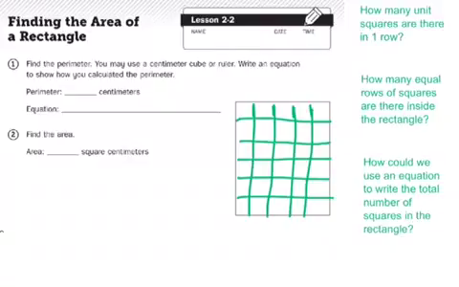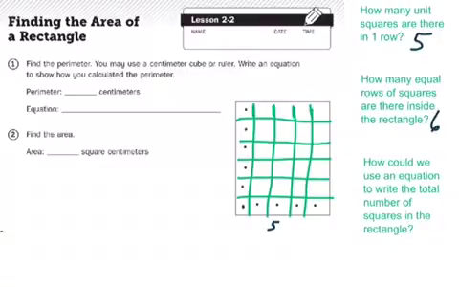Let's use this diagram that we were looking at earlier to answer a few questions. So the first question is, how many unit squares are there in one row? And we can see that I could check that by just counting the squares. 1, 2, 3, 4, 5. So there are 5 there. And how many equal rows of squares are there inside the rectangle? There's 1, 2, 3, 4, 5, 6 of those.